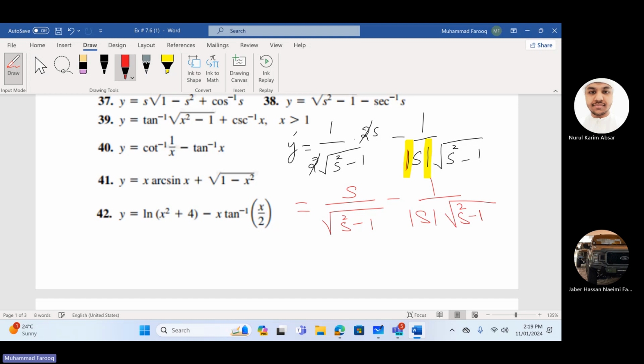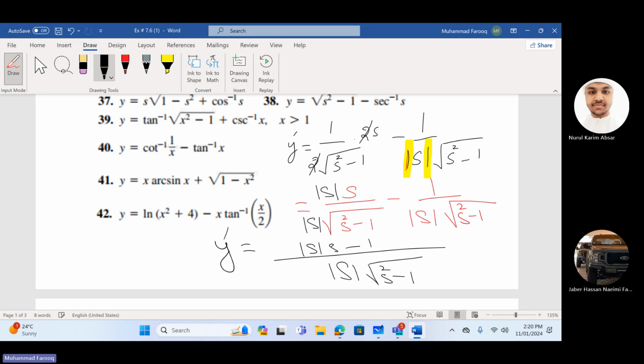Now, the maximum we can do is make the common denominator. So you have to multiply up and down by the absolute value of s. So finally, this is my common denominator: the absolute value of s times the square root of s squared minus 1. And that's it, that is the answer. Simplifying further? Not possible.